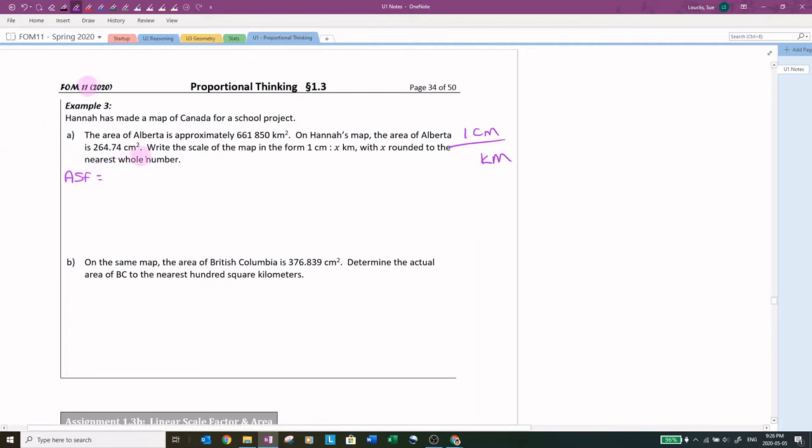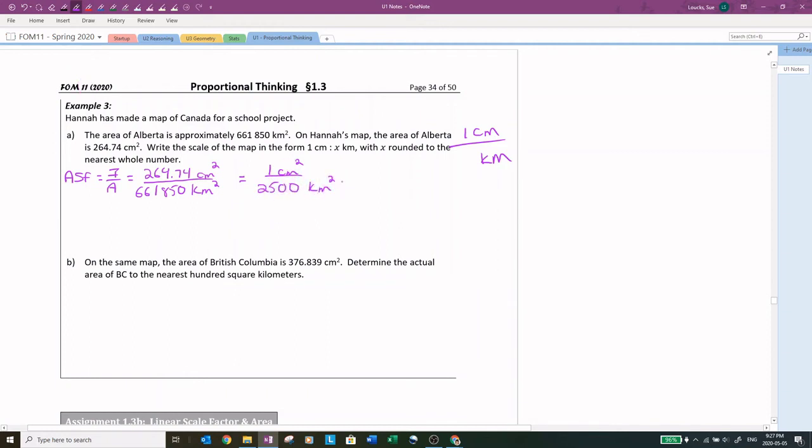So the area scale factor, it's still image over actual. Okay, that never changes. So the image is the map. So the area of Alberta on the map is 264.74 centimeters squared. And the actual size is 661,850 kilometers squared. And we need to include the units this time because the units matter here, right? I can actually reduce that to 1 centimeter squared divided by 2,500 kilometers squared.